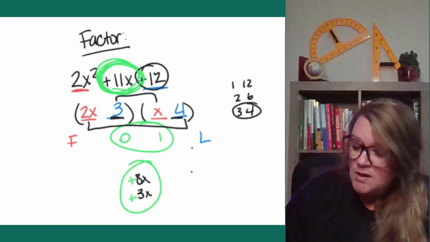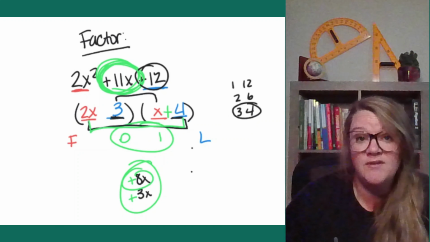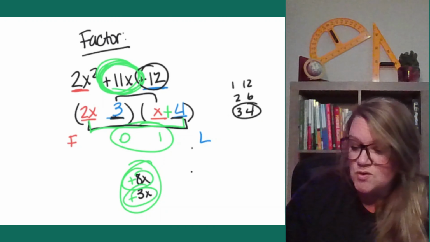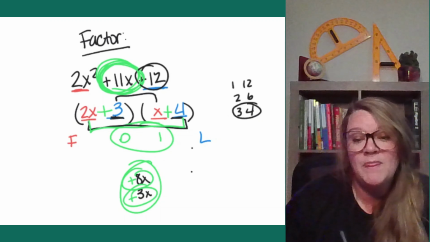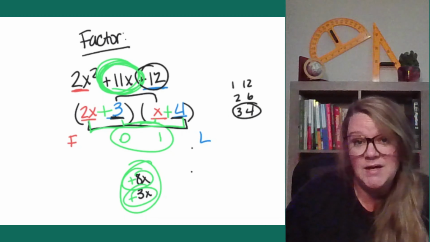So that means my 8x needs to be plus, so that means a plus needs to go here, because then 2x times 4 will give me a positive 8x. And then my 3x also needs to be positive, so this needs to be a plus in between, because then I have a 3 times x, which gives me a positive 3x.